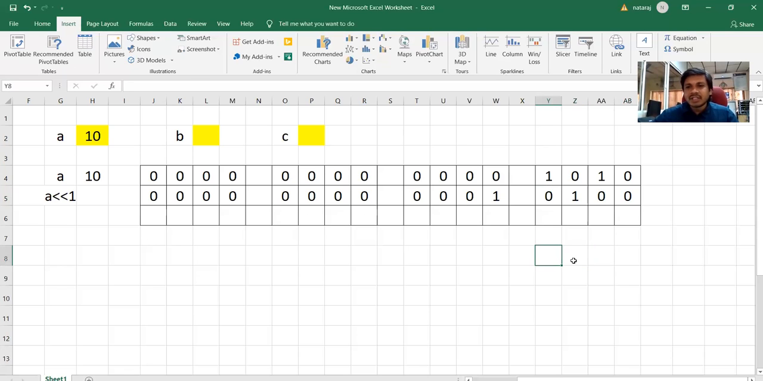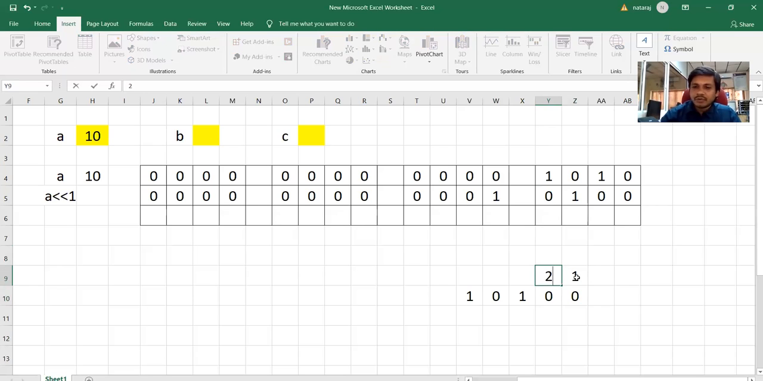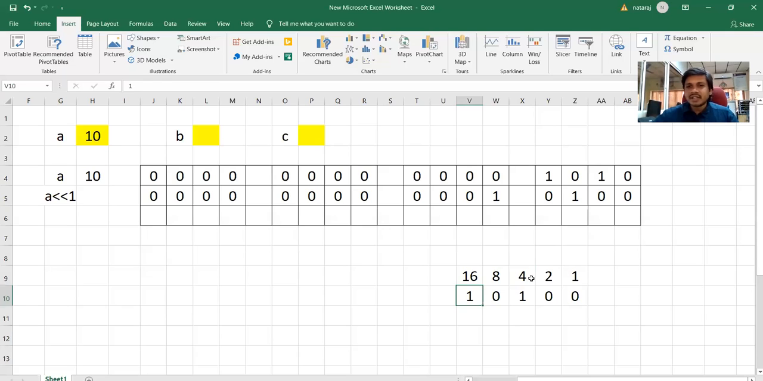So this value is 1, 0, 1, 0, 0. Let's calculate. These are 1, 2, 4, 8, and 16. 16 plus 4, wherever there are 1s, add them and it is done, easy. 16 plus 4, so the value is 20. So A left shift 1 is 20. The resultant answer for this is 20.